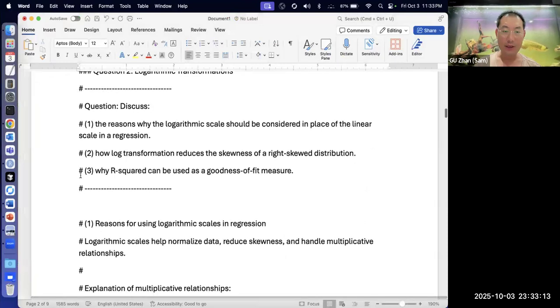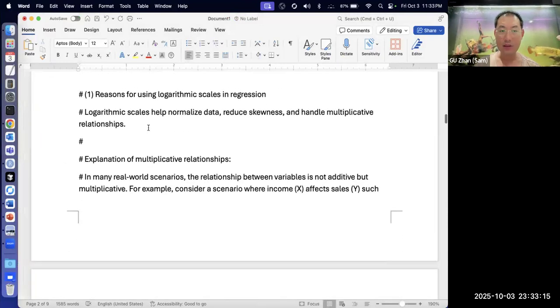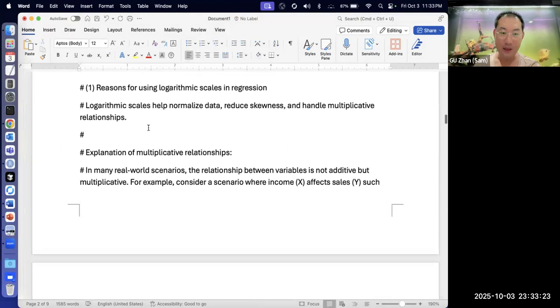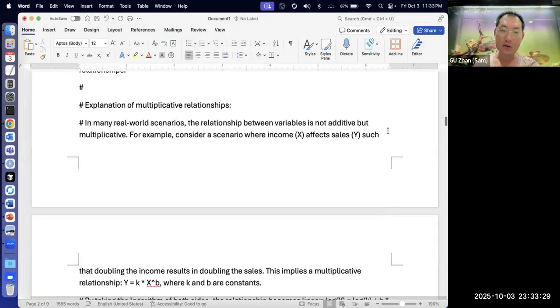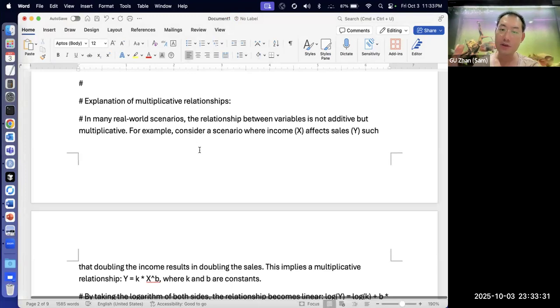The reasons why. First, logarithm scales help to normalize data and reduce skewness, especially right skewness. And they handle multiplicative relationships. In many real world scenarios, the relationship between the variables is not additive, it's multiplicative.